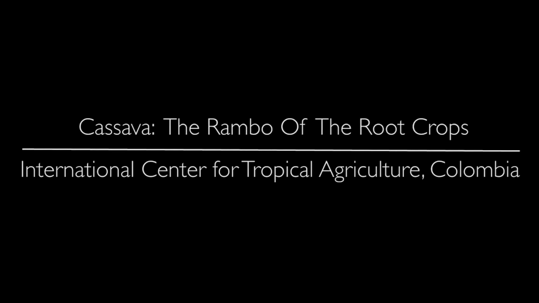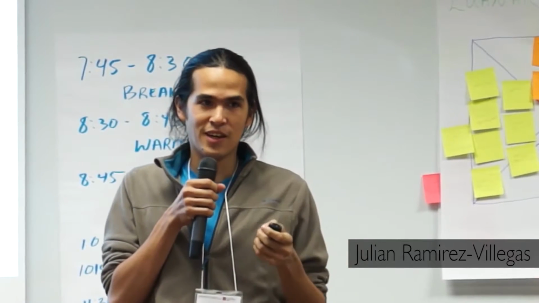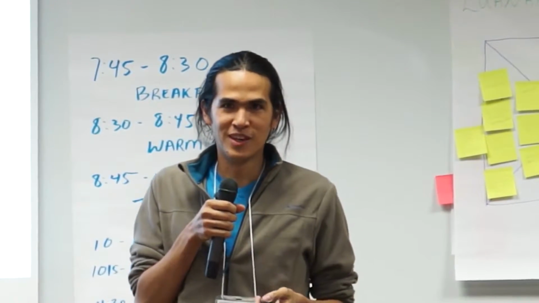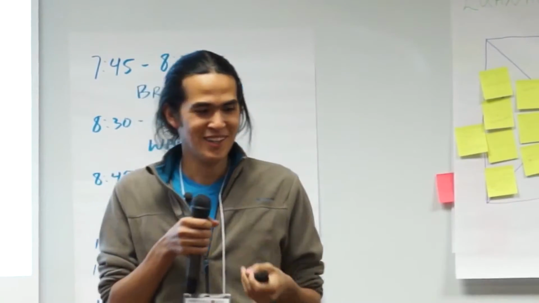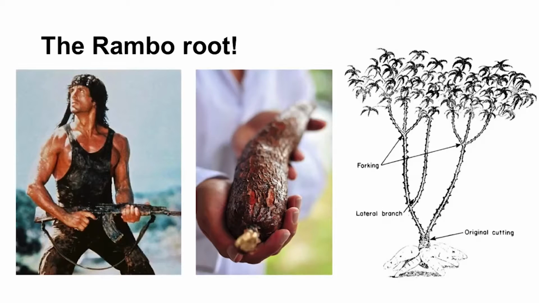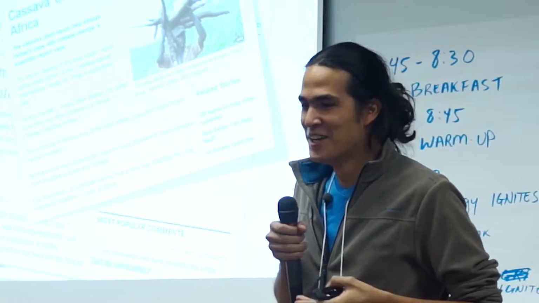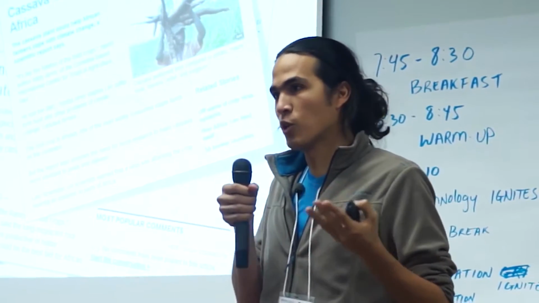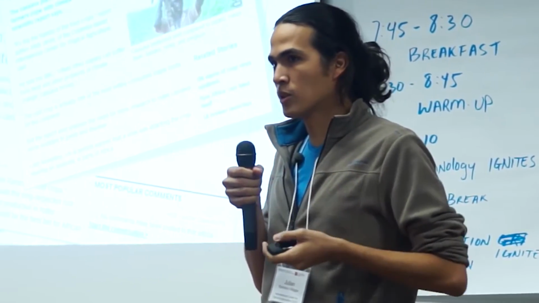Okay, good morning, everyone. I want to start by saying, let's think for a moment about Rambo. And yes, you're still in the right room. The reason I'm talking about Rambo is because cassava is the Rambo of the food crops. Cassava is extremely resistant to harsh conditions. If it's too dry, the crop shuts down and waits for a couple of weeks or even a month for favorable conditions to come back.